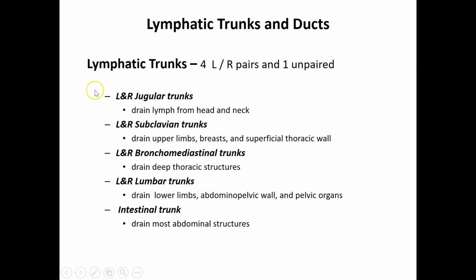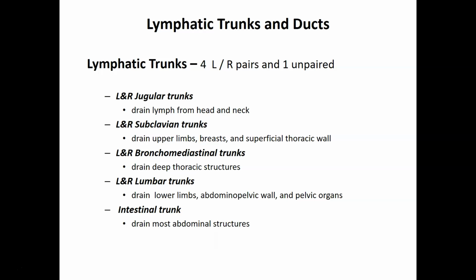There is a left and right jugular trunk, and this is draining lymph from the head and neck. Okay? Then left and right subclavian trunks. These are draining lymph from the arms, from the breasts, and the superficial thoracic wall.